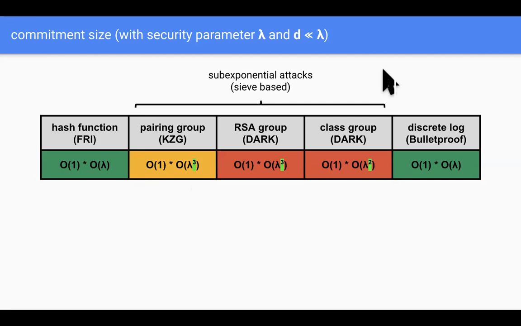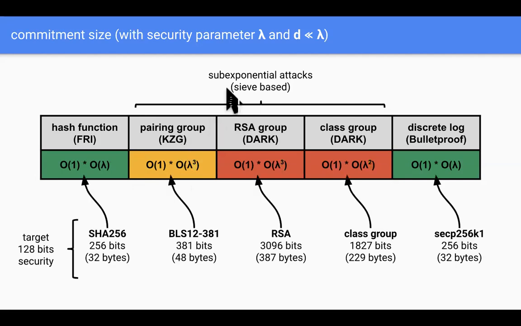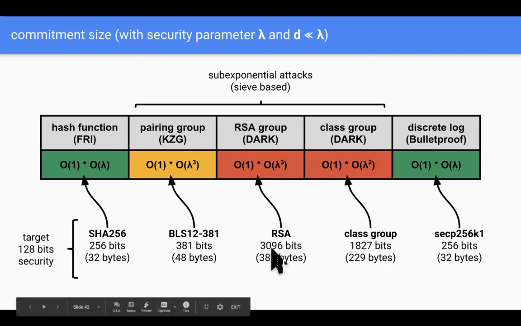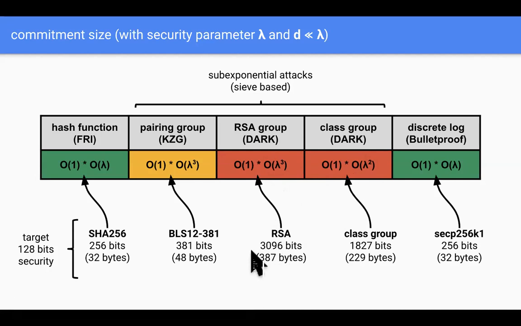They're algebraic attacks, which are sieve based. You have the general number field sieve algorithm, for example, that is used. It's interesting to see that there is some correlation between the asymptotics of the attacks and the actual size of your group elements. For example, RSA groups and class groups are both groups of unknown order, but there are different attacks known here. This means that for RSA, if you're targeting 128 bits of security, you have a larger group size, 3,000 bits, versus a class group, which is only 1,800 bits.